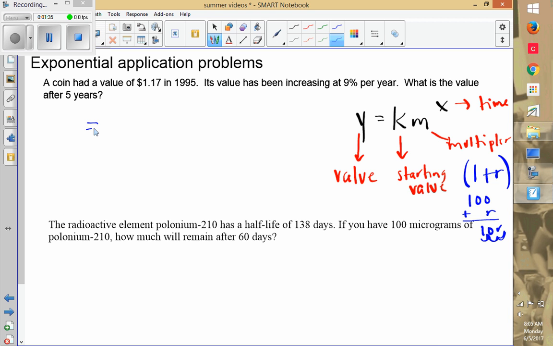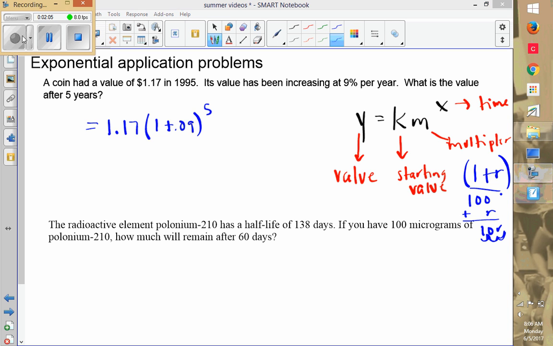So the pieces of the puzzle that we know: its starting value is 117. We know it is increasing at 9% per year. So based on what I wrote here with the 1 plus r, it's 1 plus the rate, and as a decimal that is 0.09. And we want to figure out what this is equal to after 5 years has passed.